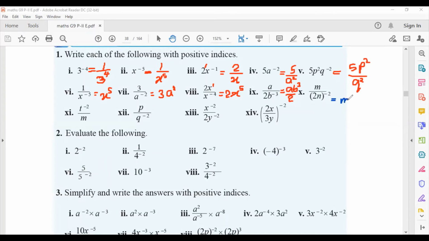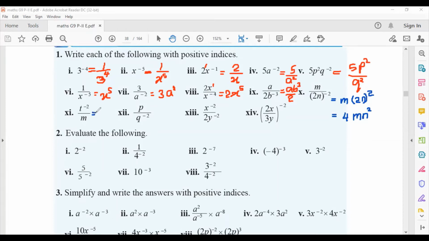m is already a positive power, m to the power 1, right? But this term is having a negative index, therefore you should take it into numerator place, converting it to a positive index. Now it is positive. We can further simplify this one. 2 to the power 2 is 4. m and n has to be powered to 2, therefore n square. 4mn square. Let's move to this question.